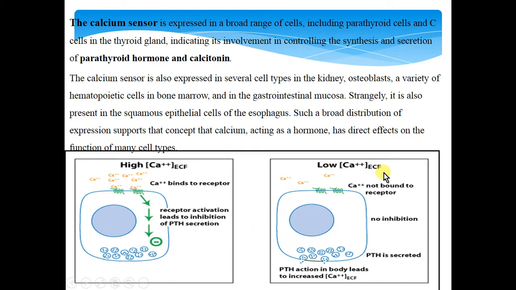When the calcium level is low, no calcium, or only a small amount, will be available to bind to the receptor. This will lead to no inhibition of parathyroid hormone release, and no inhibition of the excitatory second messenger, cyclic AMP.